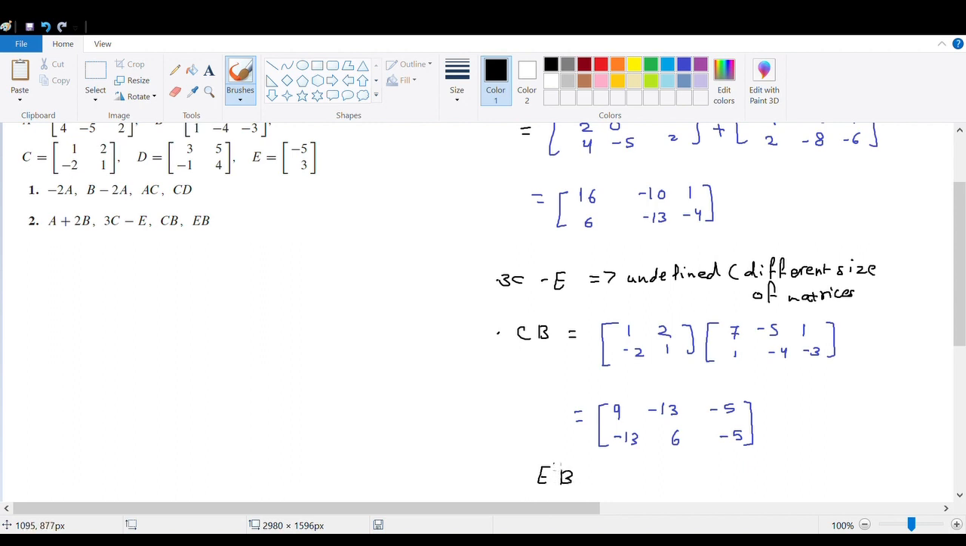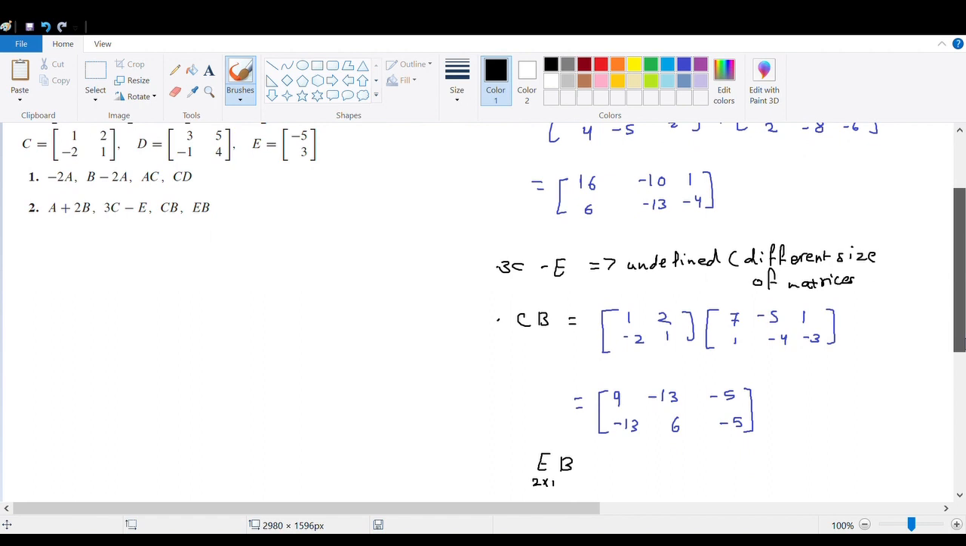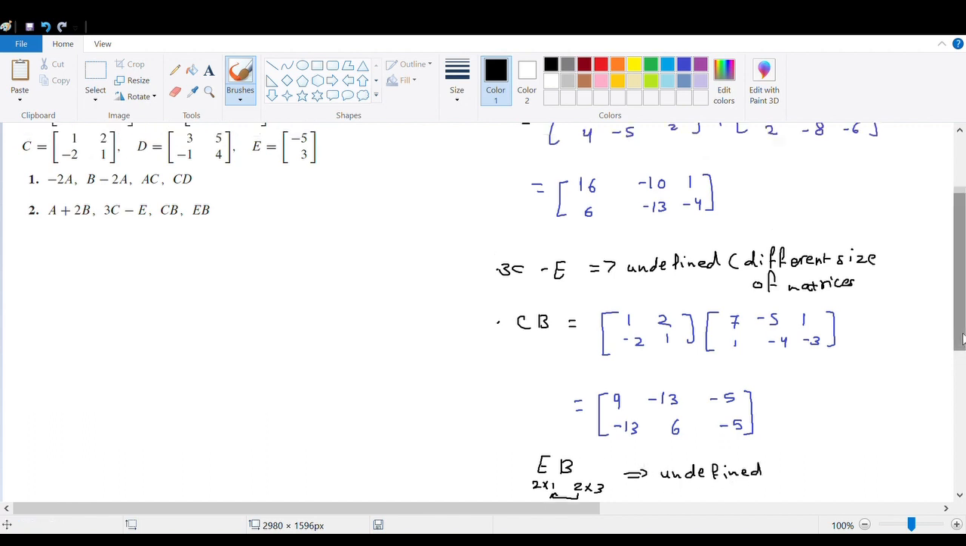Then the last one is EB. We know that E is 2 by 1 and B is 2 by 3. Since the number of columns of E is different than the number of rows of B, this one is undefined. So the multiplication of EB is not defined.